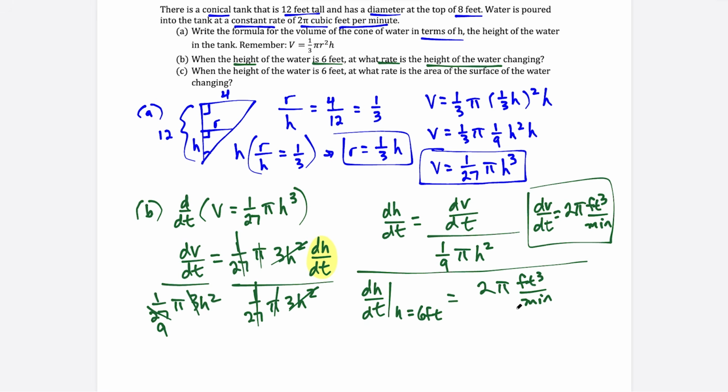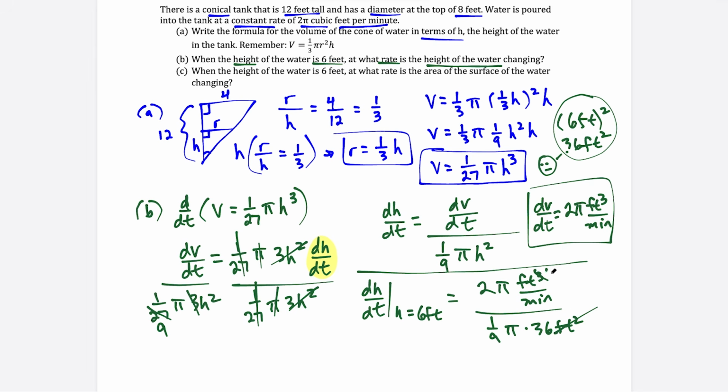And now in the denominator here, we have 1 over 9 times pi, and then h is equal to 6 feet. But now just think about this. If we take 6 feet and we square it, so if we do 6 feet squared, not only are we squaring the 6 to get 36, but we're squaring the units here. So we're going to have 36 square feet. So we're multiplying by 36 square feet like this. And now notice cubic feet divided by square feet cancel out completely, and it leaves us with feet to the first power, or the units now are just going to be feet per minute.